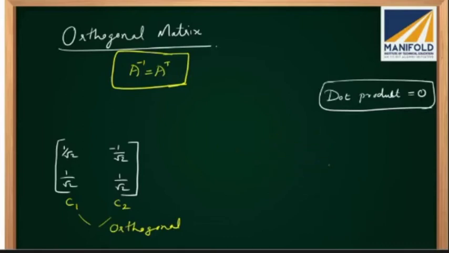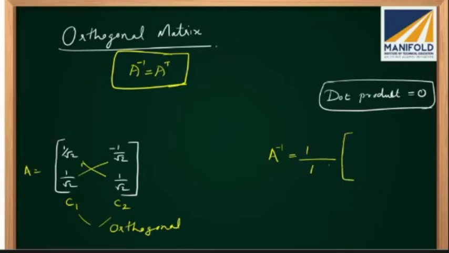Right. How do you get the inverse of this particular matrix? See, you have A here. So A inverse is pretty simple because that is a 2 by 2 matrix. So 1 by determinant of A: 1 by root 2 into 1 by root 2, that is 1 by 2, minus 1 by root 2 into minus 1 by root 2. So again minus 1 by 2. So 1 by 2 minus 1 by 2, that is 1. Okay. So determinant is 1.